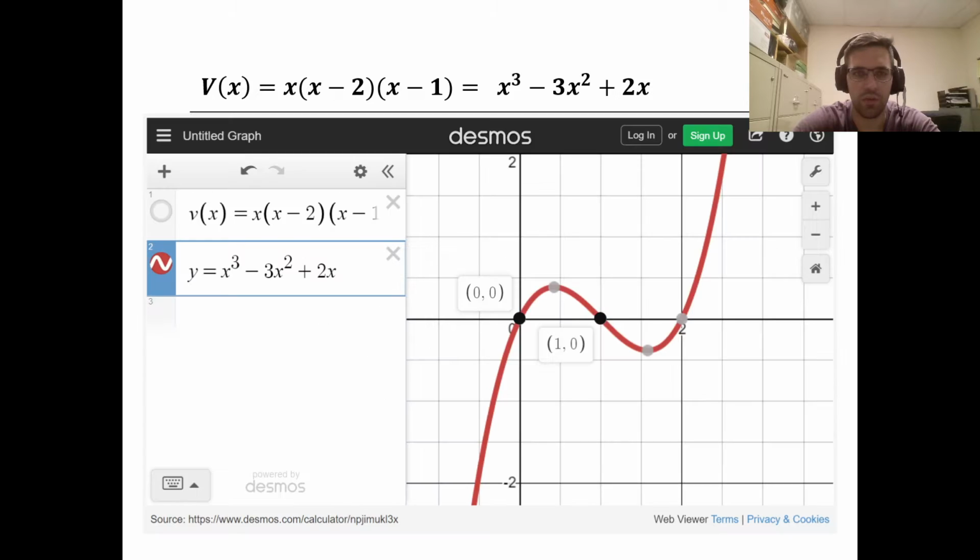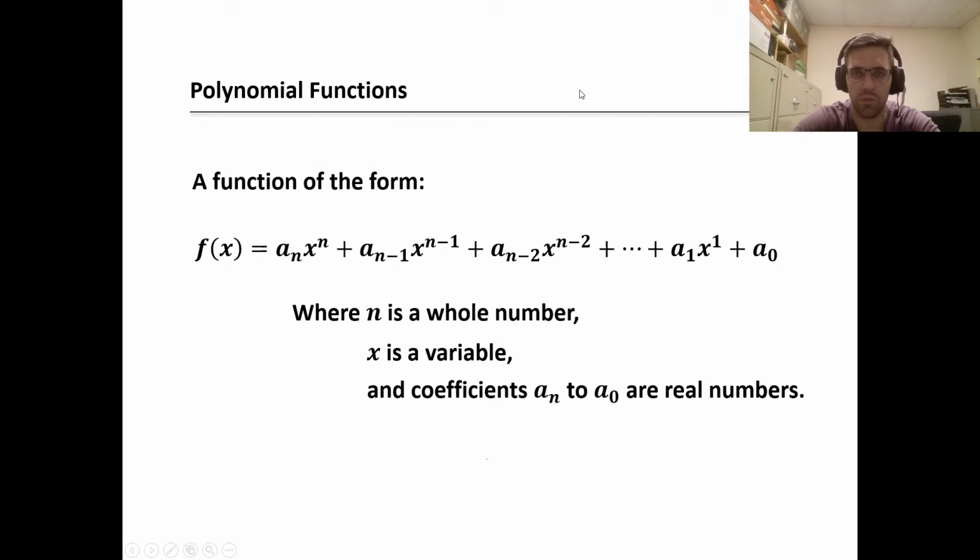However, we're going to unpack that polynomial in standard form a little bit more. So a polynomial function, if I were to explain it in the most complicated way possible, I would say it like this. A polynomial function is in the form f of x equals a_n times x to the power of n, plus a_(n-1) times x to the power of n minus 1, plus and so on until my last term, just some constant number.